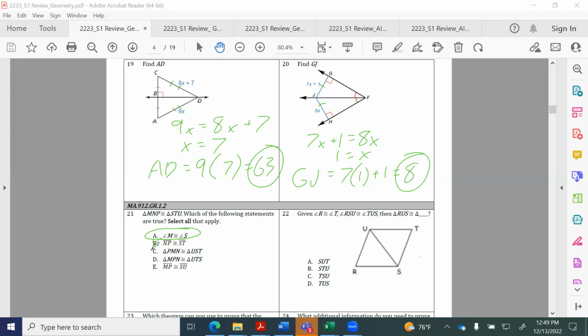For C, we have PMN. PMN. What's that? We went last, first, second. UST, last, first, second. So that one also works. Then we have D, we have MPN. MPN, we went first, last, middle. UTS. That's our last, that's not the same. And then finally, NP and US. NP first and last, SU first and last. Those two match up. So the three that work are A, C, and E on that problem.